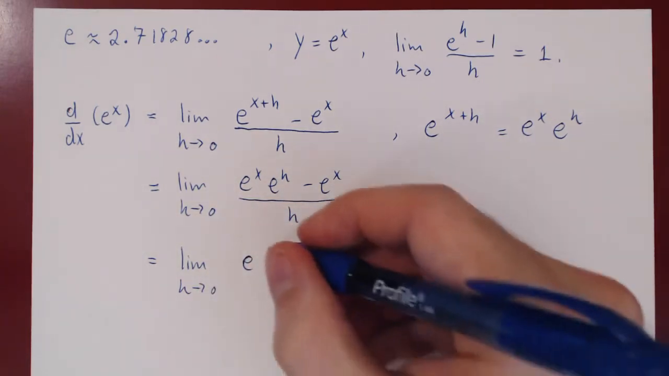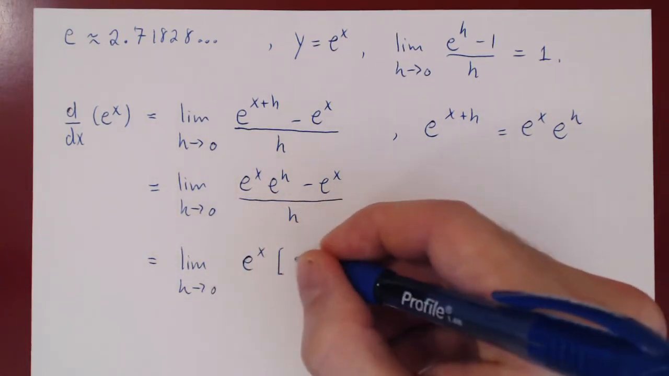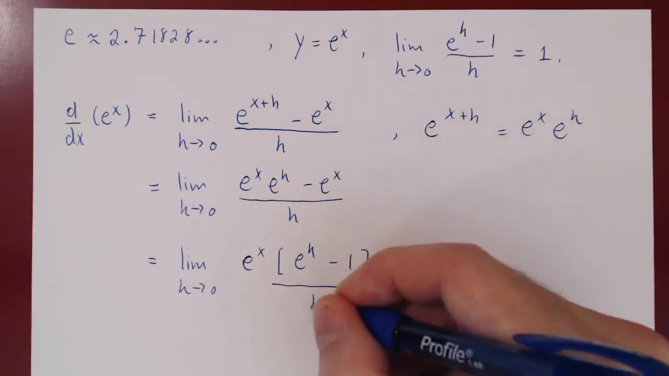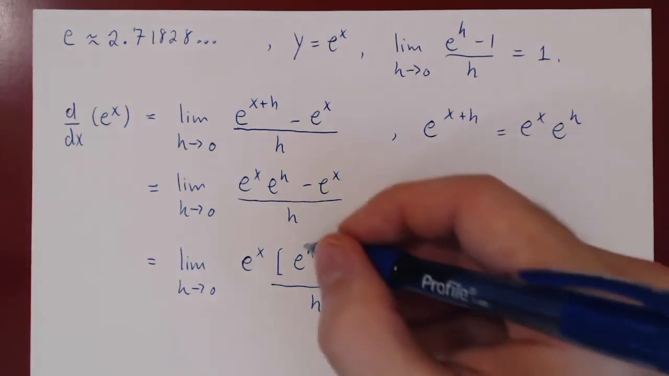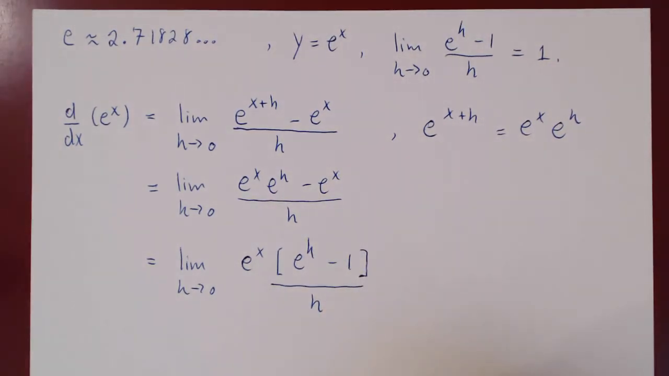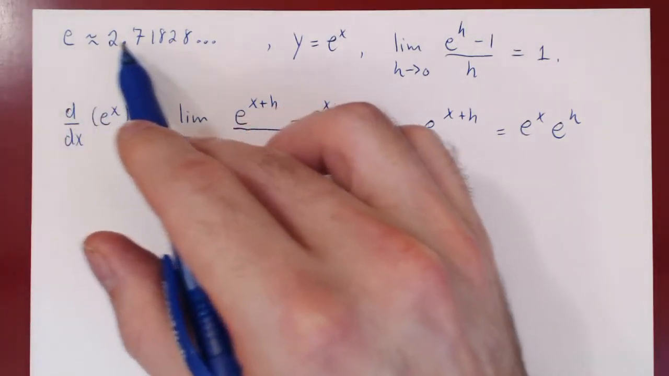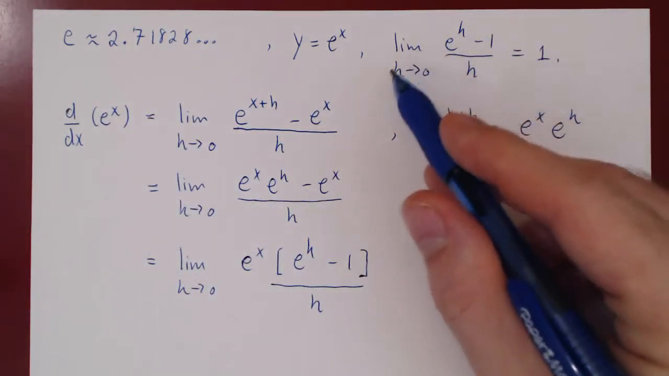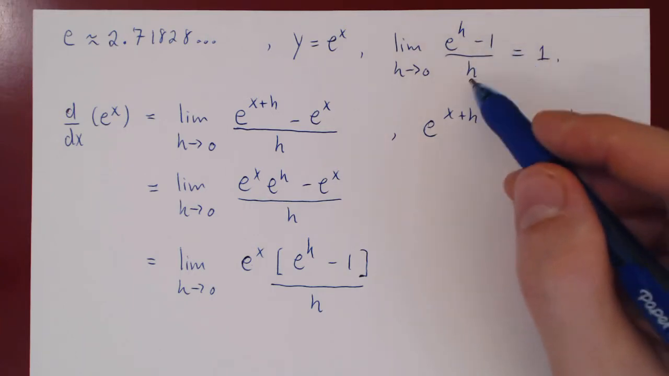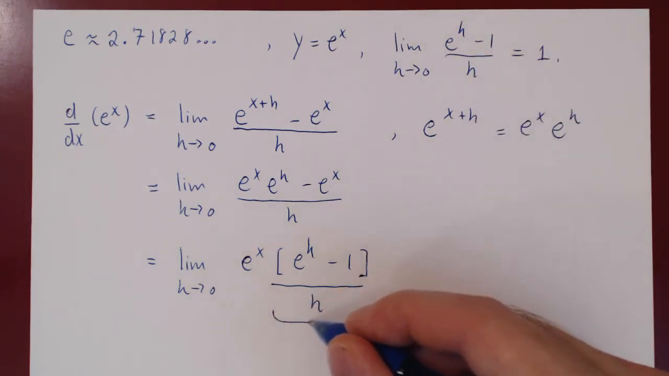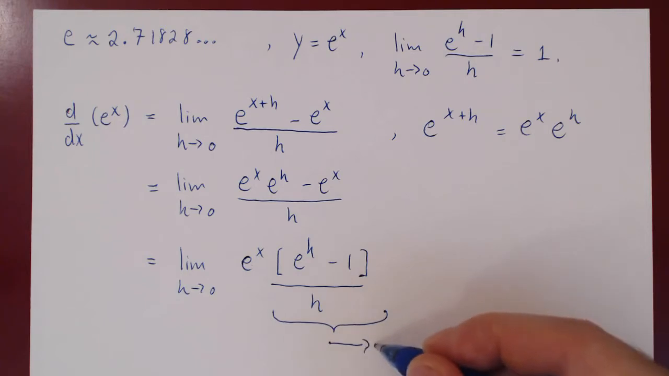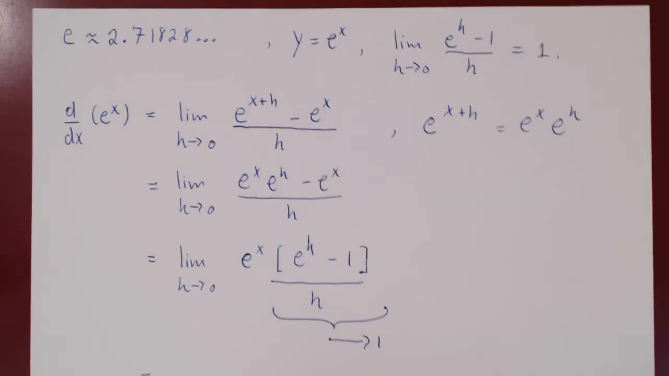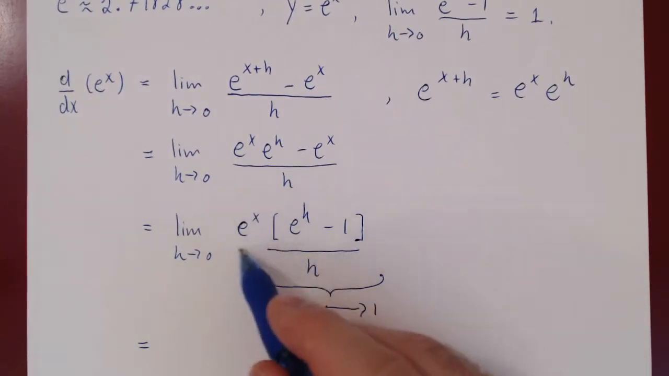So we have e to the x times, we're left with (e to the h minus 1) over h. But if you go back to how we defined e, it was the number between 2 and 3 with this property: as h shrinks to 0, (e to the h minus 1) over h approaches 1. And this is what we have right here. This will approach 1. And therefore, in the limit, we'll end up with e to the x.